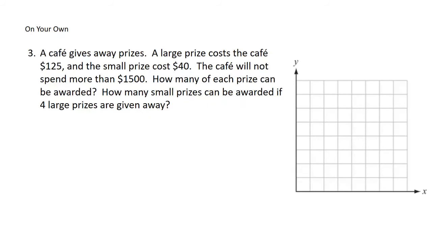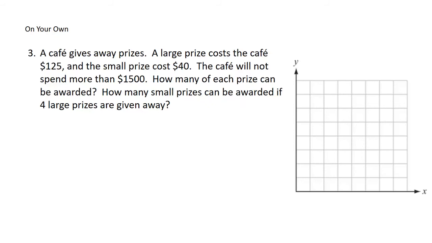Okay, so here we have a cafe gives away prizes. A large prize costs the cafe $125, and a small prize costs the cafe $40. All right, so the cafe will not spend more than $1,500. How many of each prize can be awarded? How many small prizes can be awarded if 4 large prizes are given away?